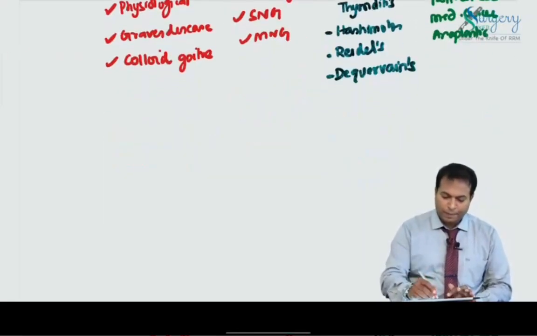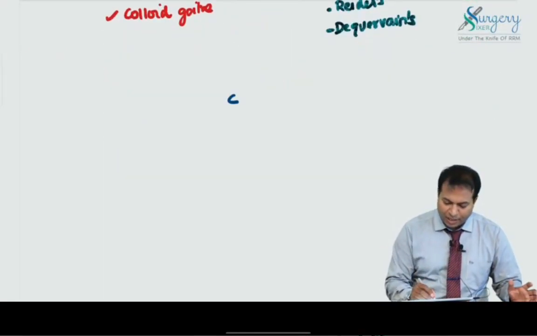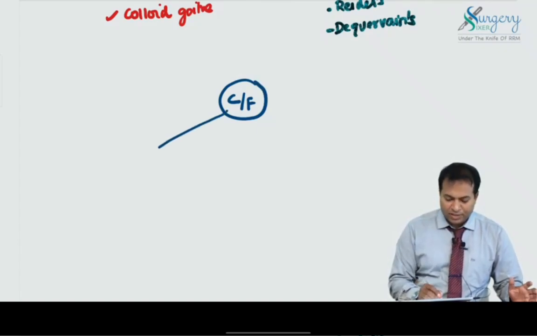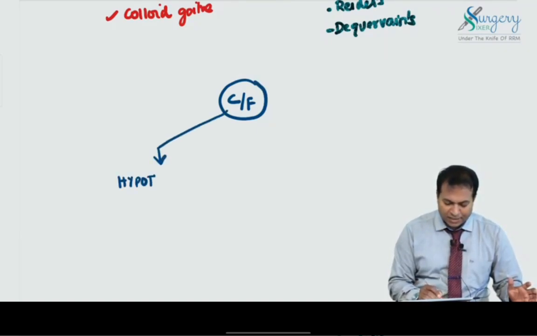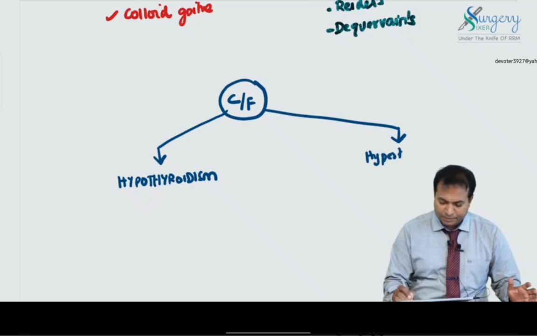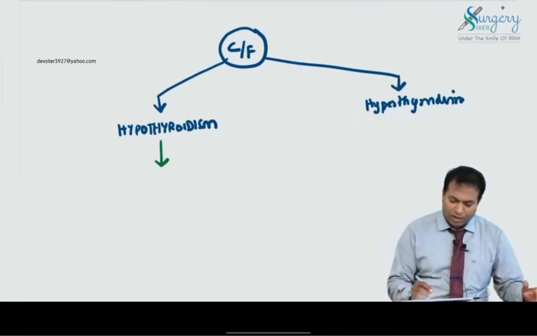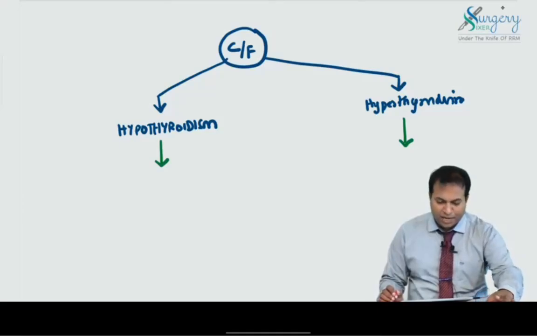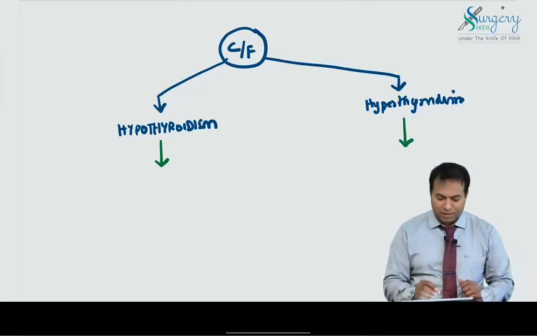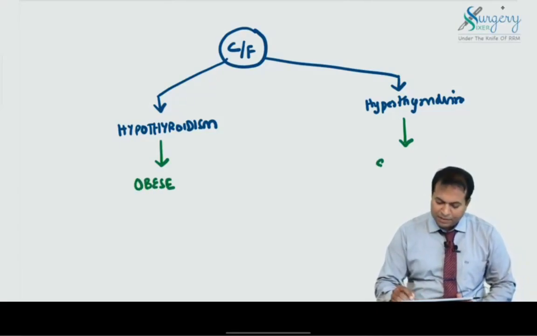So when we start discussion on thyroid, we should know certain clinical features of thyroid swellings. The swellings can present as hypothyroidism, or they can present as hyperthyroidism. These are the two types of physiological features. So let us see what are all the clinical features in a patient with hypothyroidism. When you see them, hypothyroid patients will look obese. Hyperthyroid patients will look slim.